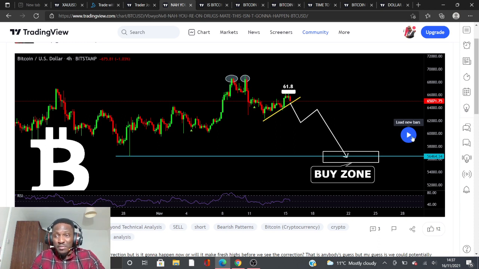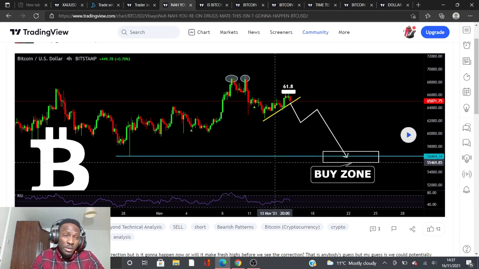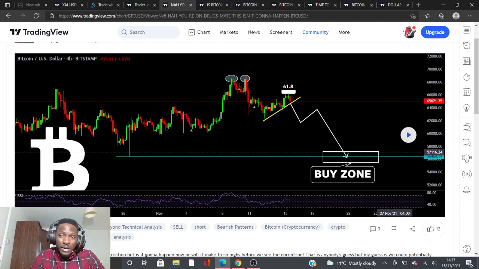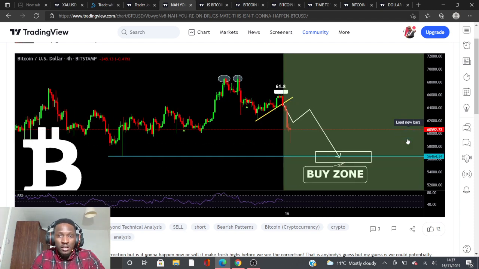If I click on this play button, this is what my prediction was: I was expecting this market to come back down to somewhere at that level. I made this prediction yesterday, and it's a 4-hour chart, so you don't expect the prediction to happen quickly. It will take time. However, if I press this play button, you're going to see the movement the market has made. It's starting to go in that direction.